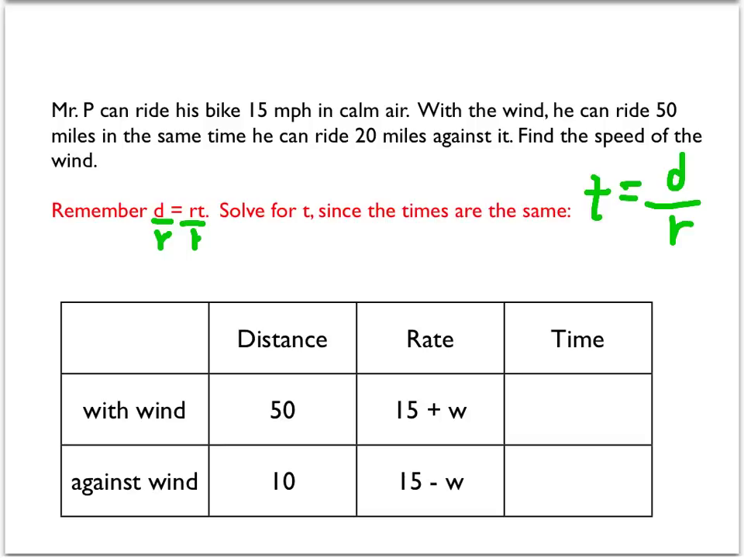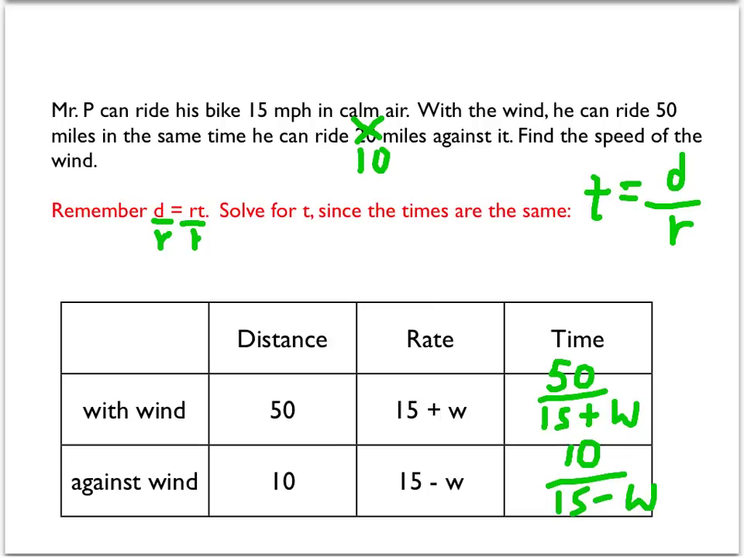Now I've made this chart here, which is probably a good idea for these kinds of problems. I'm just going to write an expression for the time in each of these. So the time in this case will be 50 over 15 plus w. And on the bottom one, against the wind, I think I forgot to change this. This should be 10 instead of 20. I didn't make that change up there. 10 over 15 minus w.